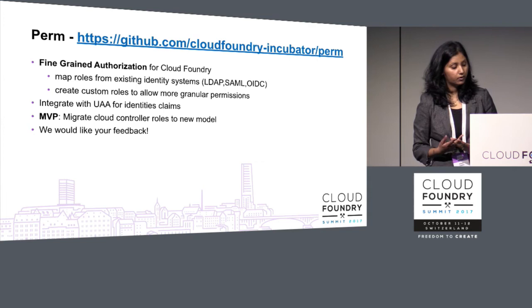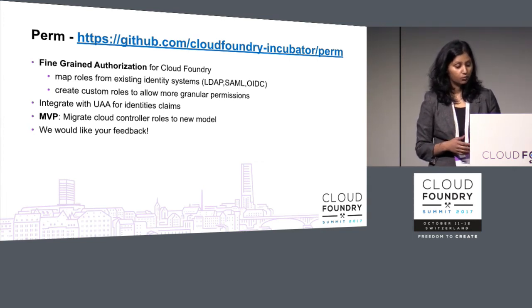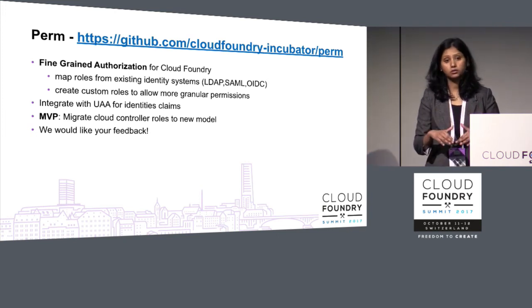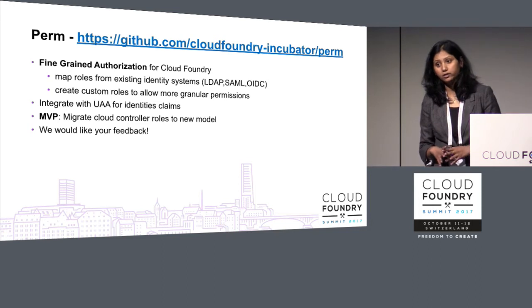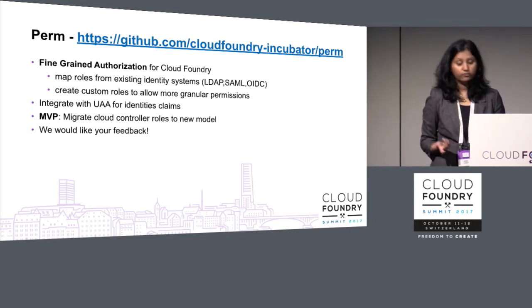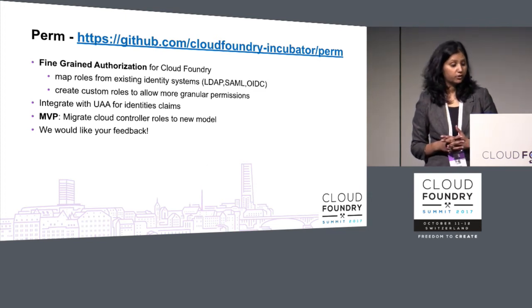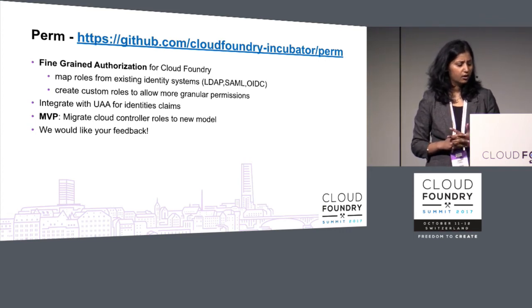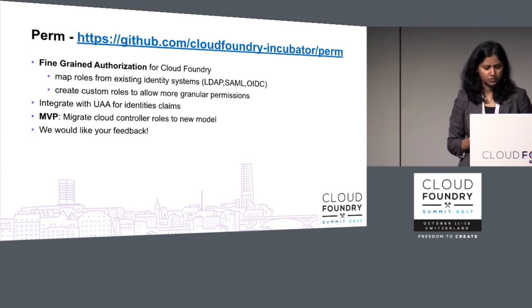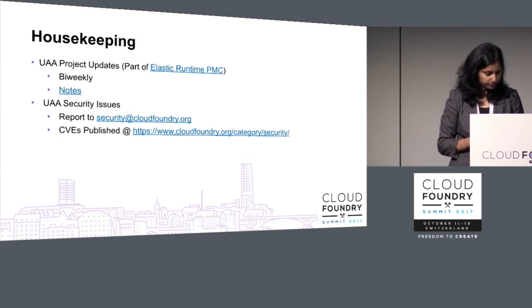MVP for Perm is to migrate off the cloud controller roles to this new model. And behind the scenes, it will be UAA which will be providing all the identity-related information to Perm as a policy engine. So definitely, we like your feedback. So please feel free to reach out. I'm not sure if a group is formed already, but this will be part of the runtime PMC. So you can use that handle to provide feedback.